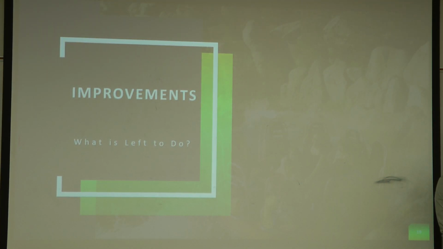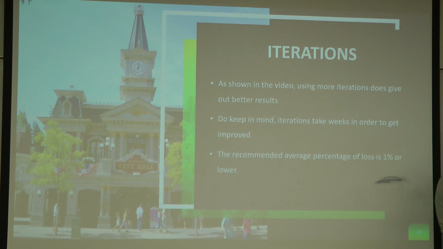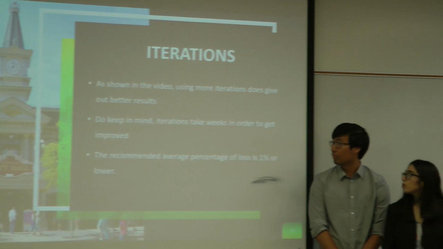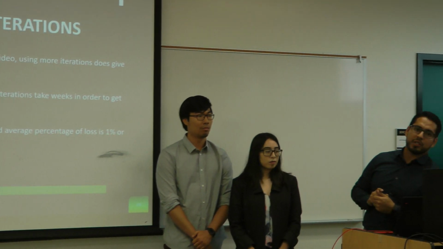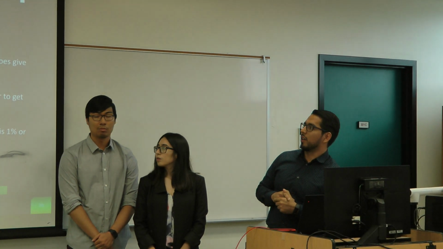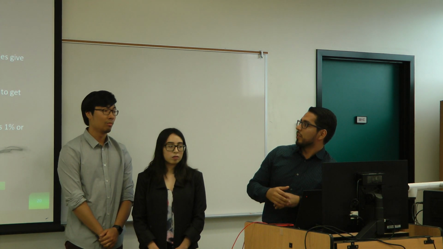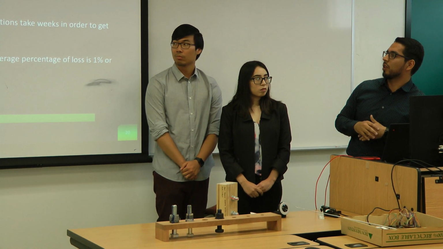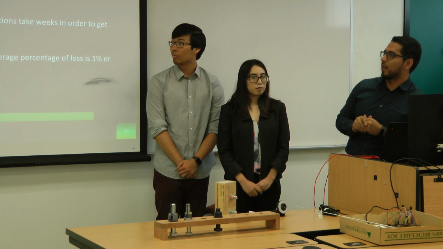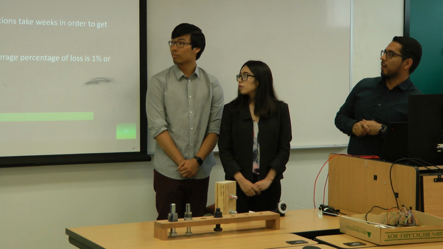So for the improvements, as shown in the video, and as Corey said, we need more iterations to give better results. That would mean we need more pictures to train our model, and also leave it beyond the 5,000 iterations. We also need to keep in mind that it's 3 weeks, and if you want to try it, you need to have a good amount of time to leave your computer running. And the recommended average percentage of loss should be below 1%.